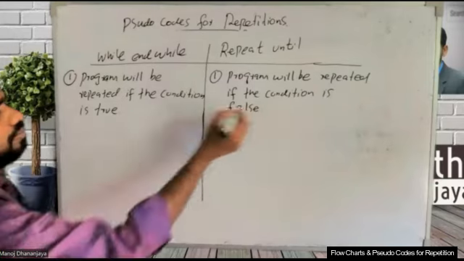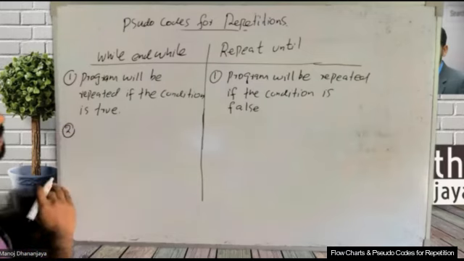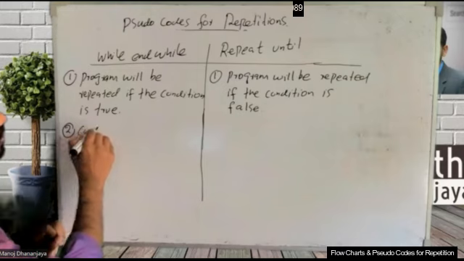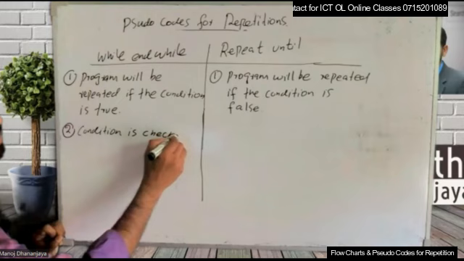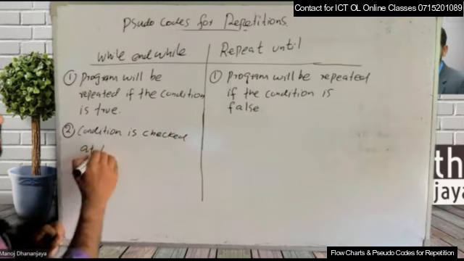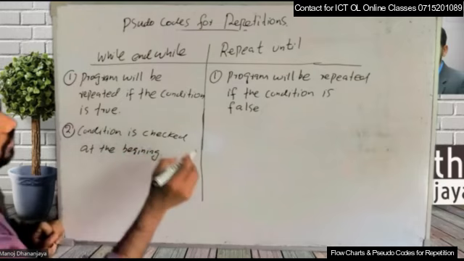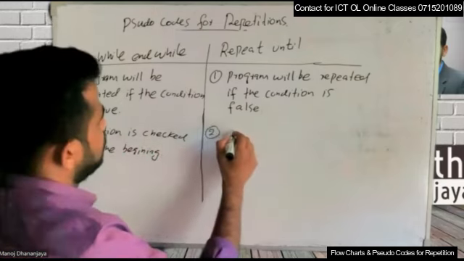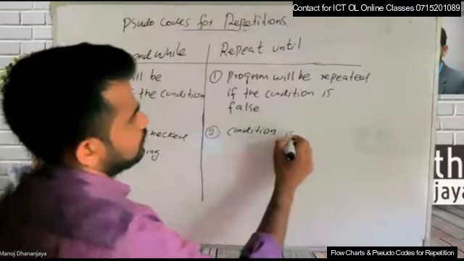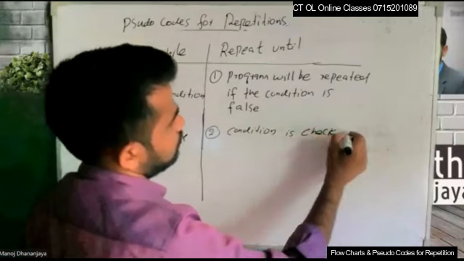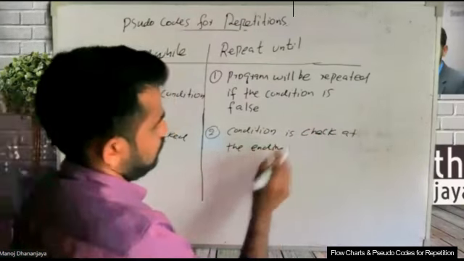Right. How do we write this? Second one: condition is checked at the beginning. On the next side, repeat until, the condition is checked at the ending.